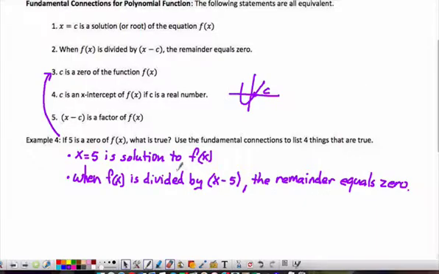Okay, so I'd like you to pause the video and write the next 2 here with 5 instead of c, and think about what it's saying. And when you're done writing them down, return to the video and we're going to discuss them.